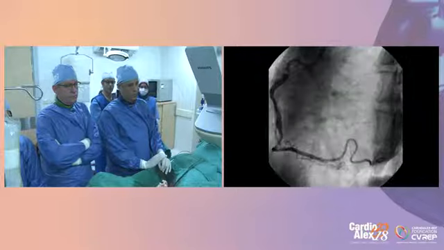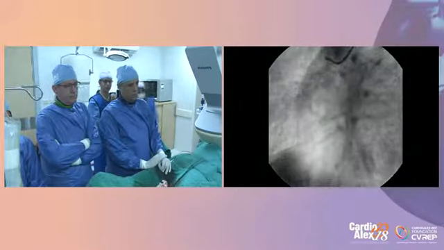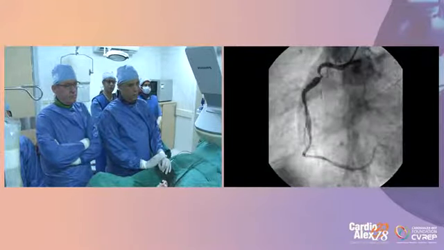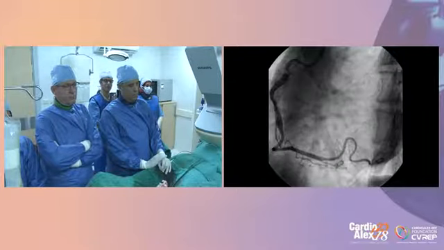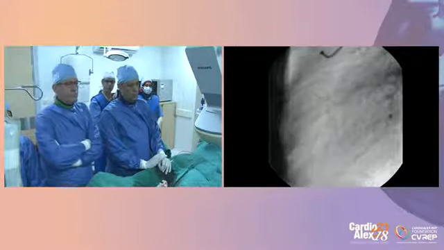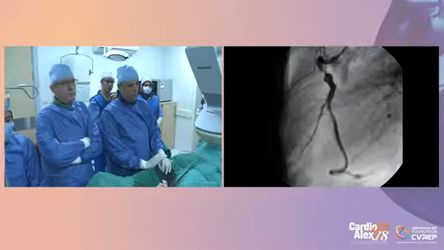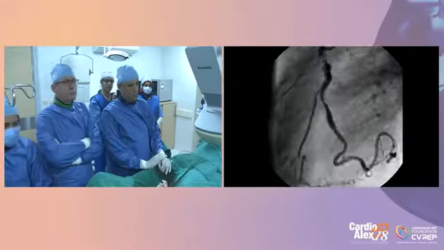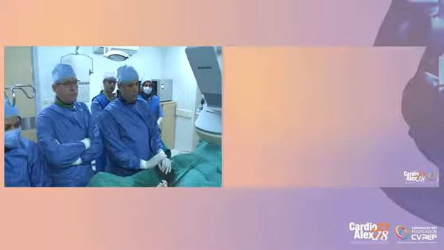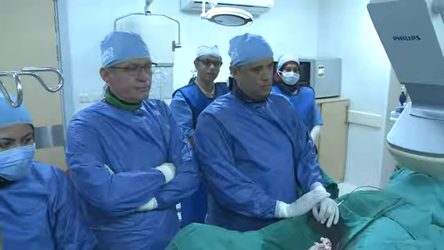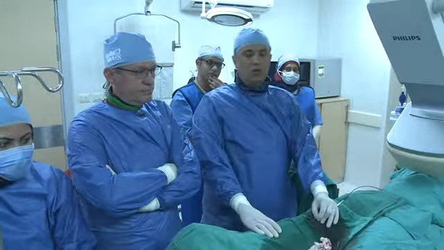Here is the right coronary artery. It's a dominant artery with a tight proximal lesion followed by an ectatic segment and then an intermediate lesion. And this is our case today, Dr. Sobhi.